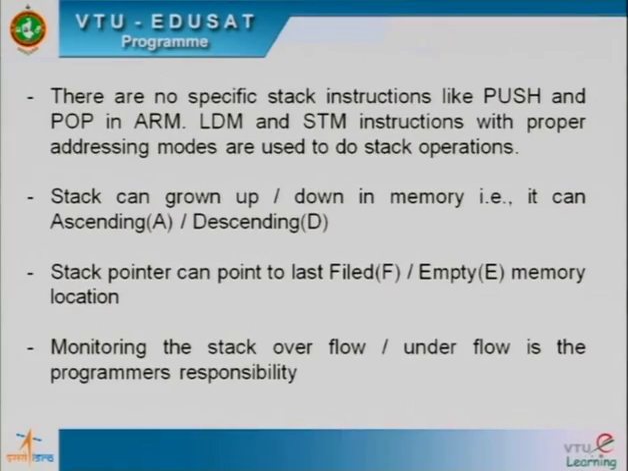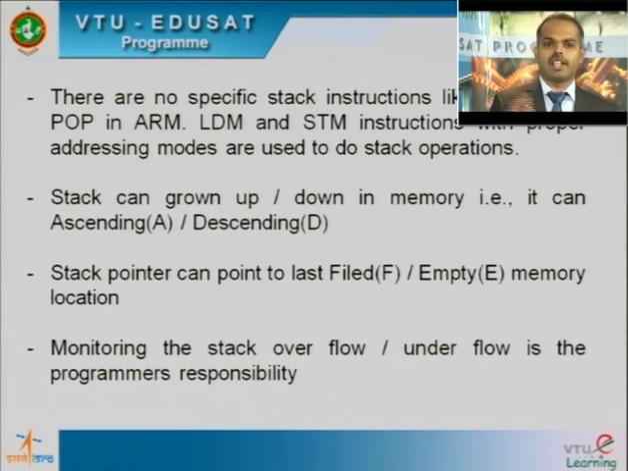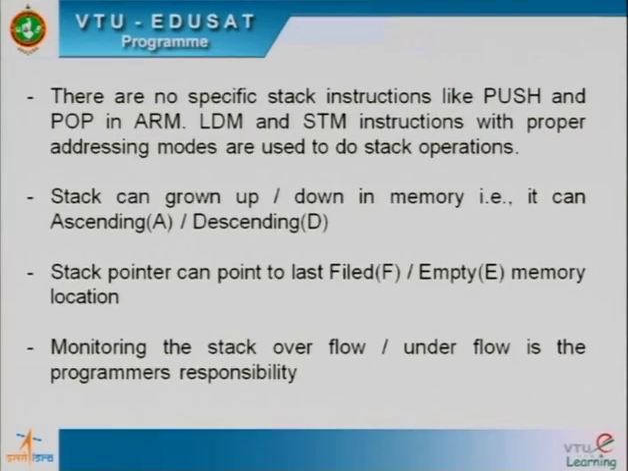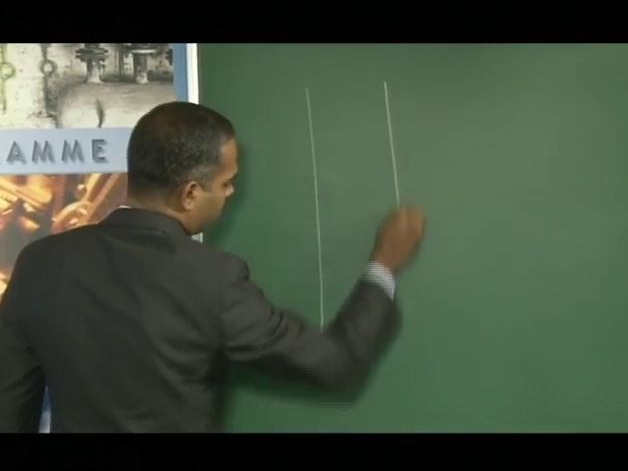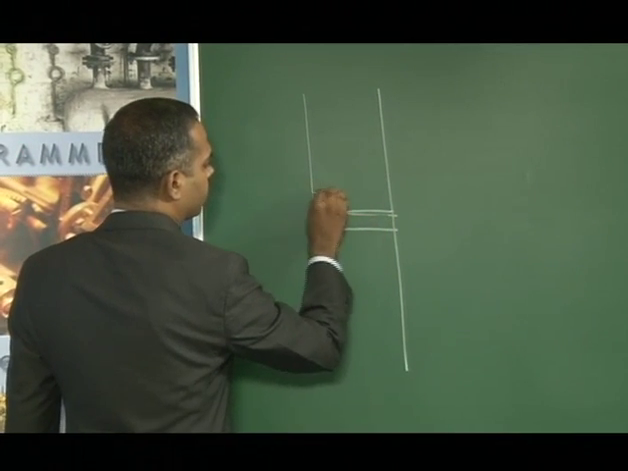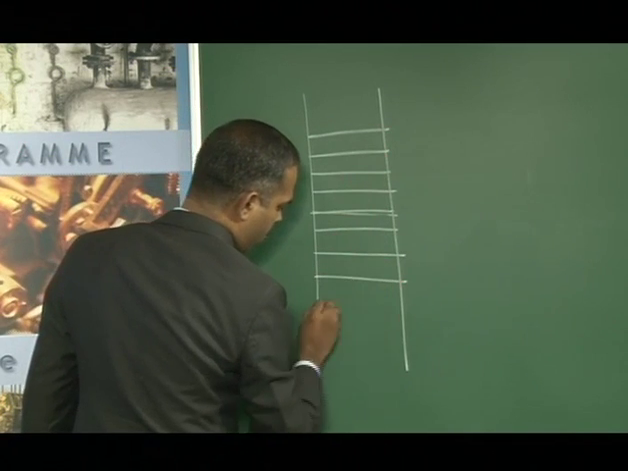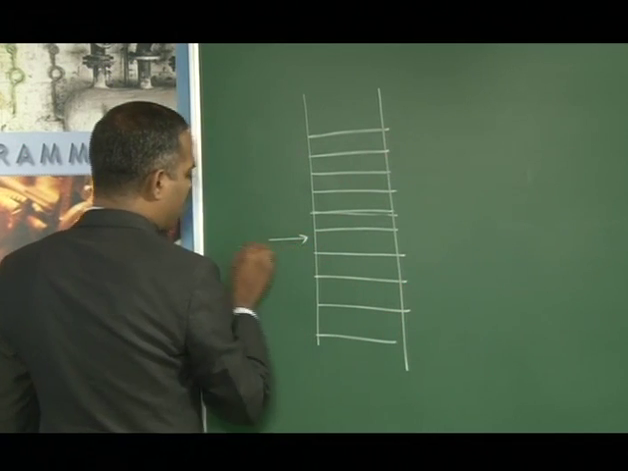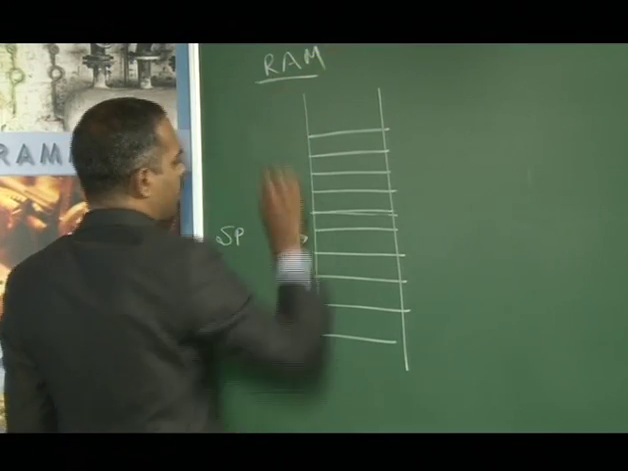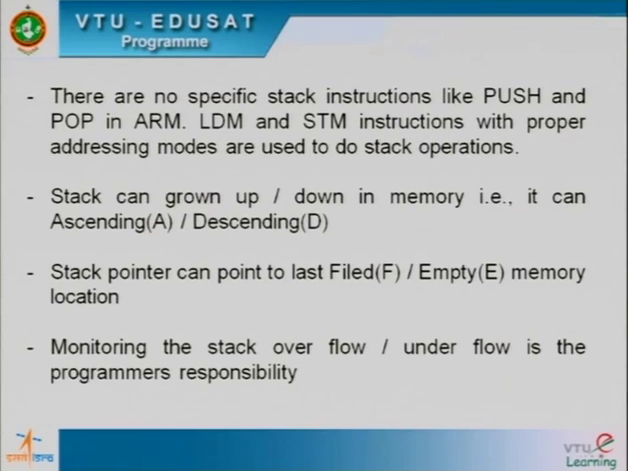Next point. The stack can grow up or down in memory. That is, the stack can be ascending or descending. This is a very important point. Let's look at the board for a minute. If this is the RAM memory structure, at one of these address values the stack pointer is pointing.